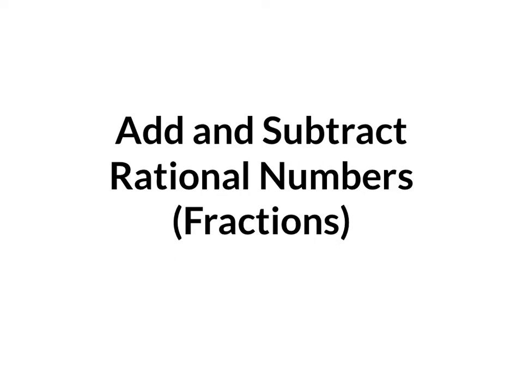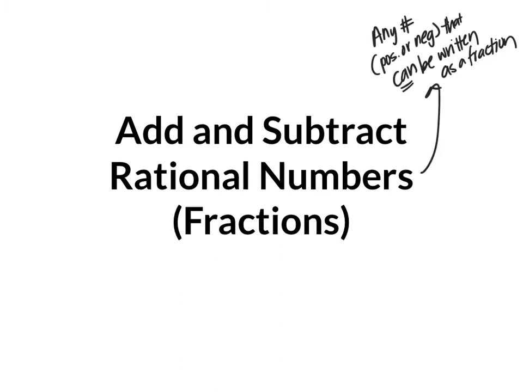Today's lesson is on adding and subtracting rational numbers, and today we're focusing on fractions. Rational numbers are any number, positive or negative, that can be written as a fraction. For example, 1.5 is a rational number because it can be written as 1 and 1/2. 2.3 repeating is a rational number because it can be written as 2 and 1/3.